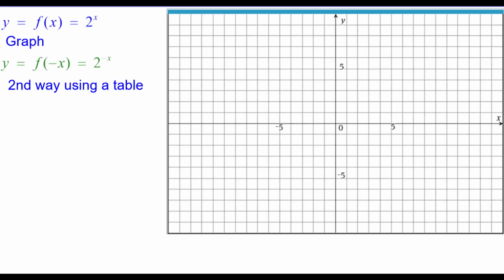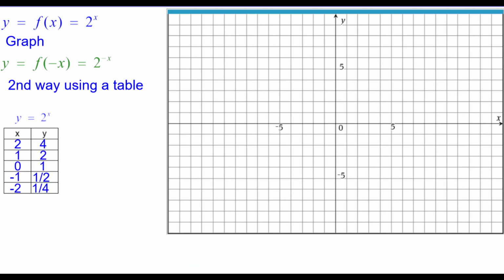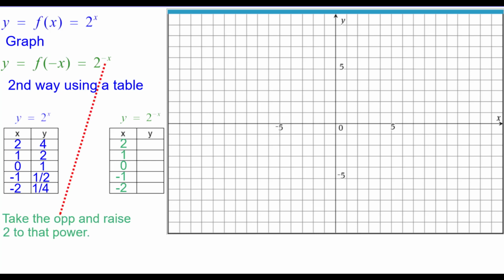Second way, using a table. This is our normal table for 2 to the x, these 5 points. Using the same x coordinates, we will take the opposite and then raise 2 to that power. So the opposite of 2 is negative 2. 2 to the negative 2 is 1 over 2 squared, 1/4. So the point is 2 comma a fourth.